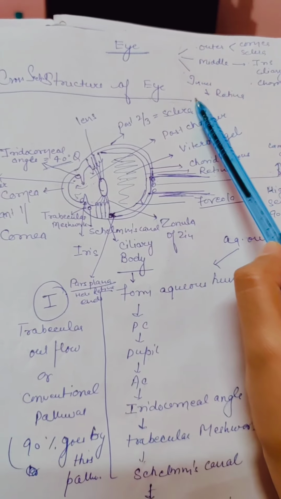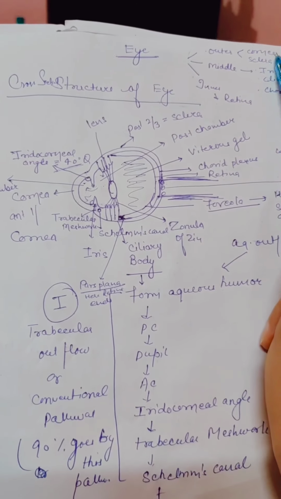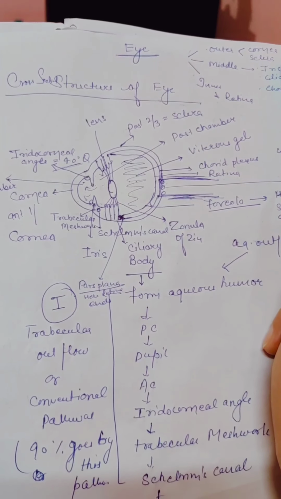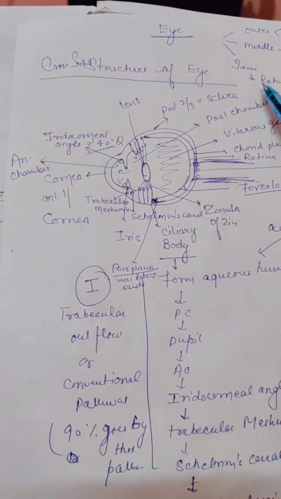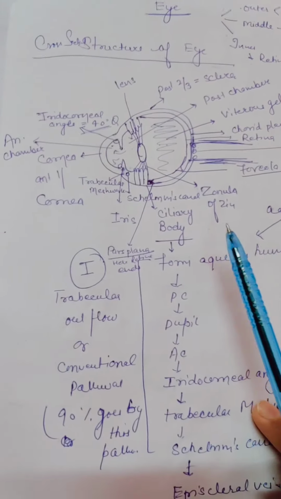The eye consists of outer, middle and inner structures. The outer structure is the cornea and sclera. The cornea consists of the anterior 1/3, and the sclera consists of the posterior 2/3. The middle portion consists of the iris, ciliary body and choroid. The inner structure consists of the retina.